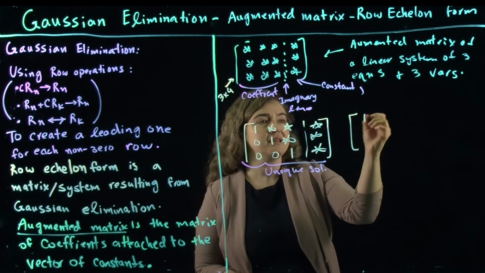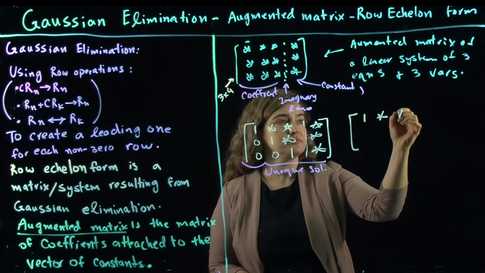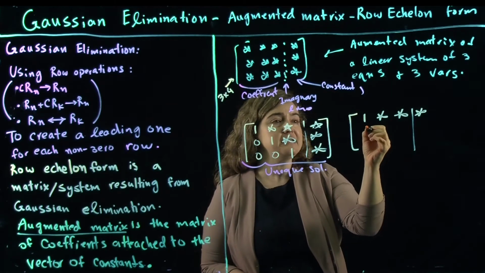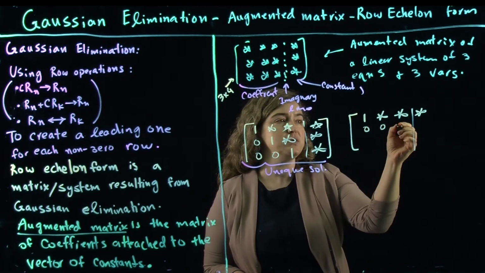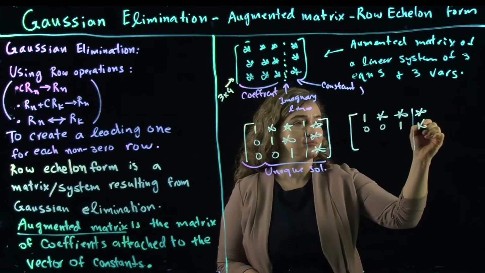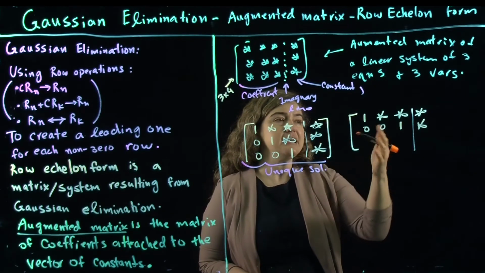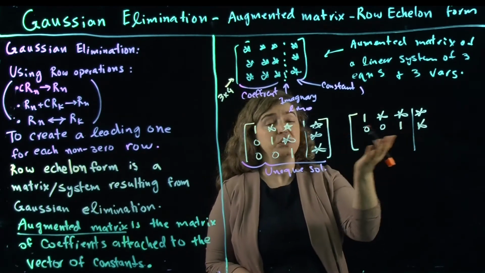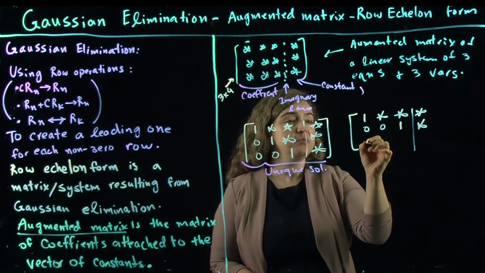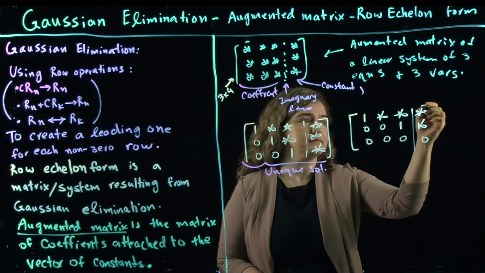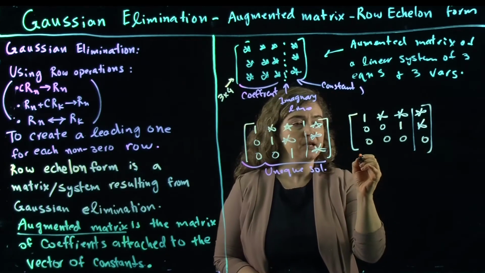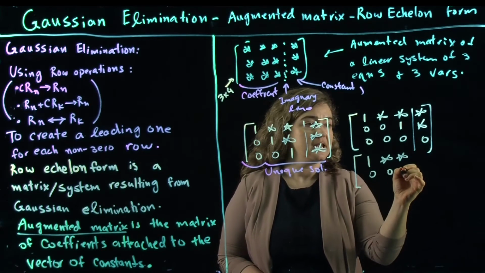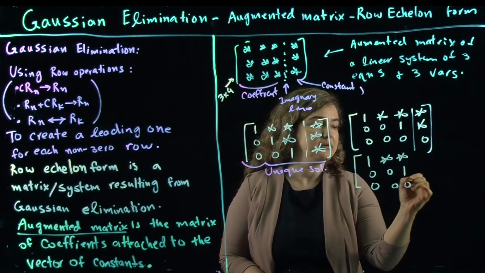The other one again starts with a leading one and the imaginary line. Then the second leading one is two indented. And then there are multiple options. In the last row, there could be no leading one, and it could be all zeros. Or the other option is that the last row has a leading one.